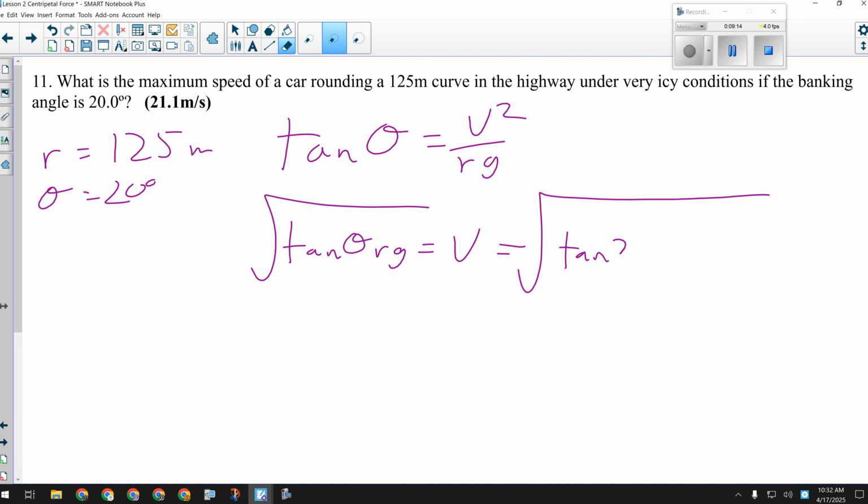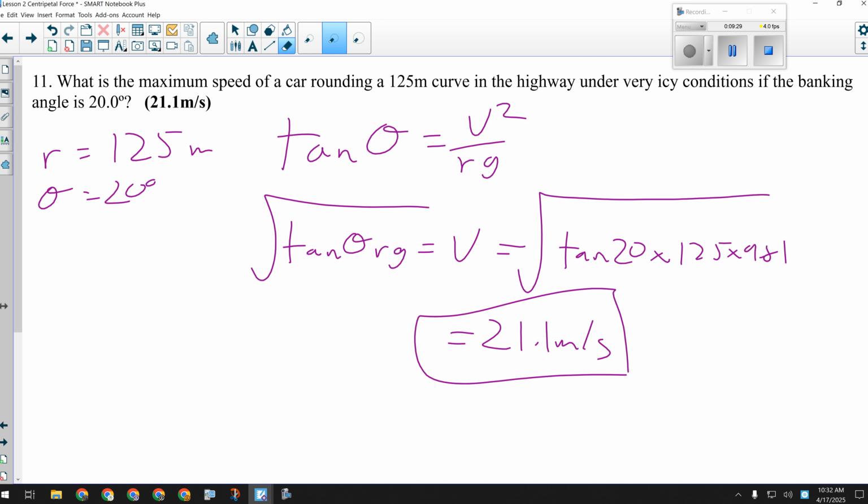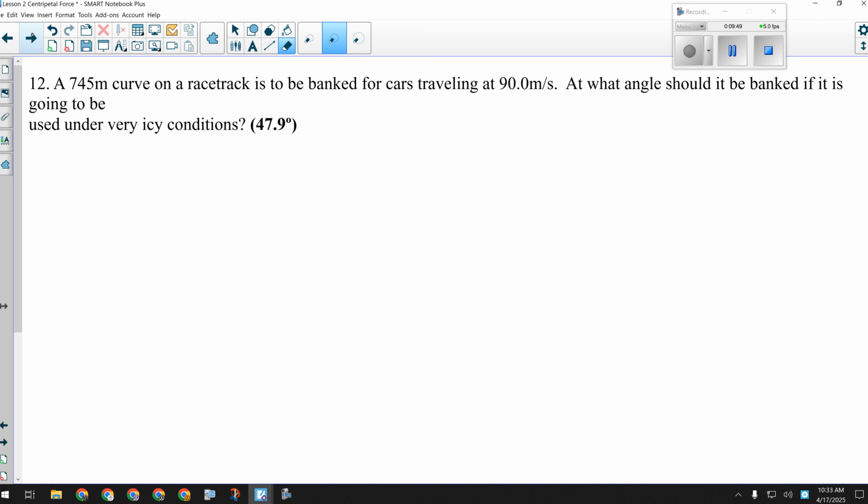That'll look like this: the square root of tan of 20 degrees times 125 times 9.81. That should come out to 21.1 meters per second. Everybody all right with that? Pretty straightforward question. In fact, these ones are even easier than the unbanked curves because you don't have to set it equal to anything. Here's my formula and I just plug it in. So banked curve questions are pretty straightforward.